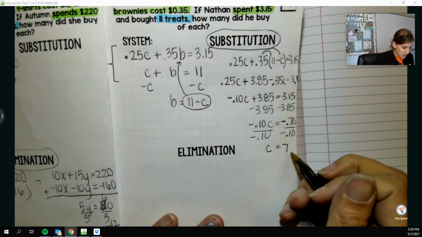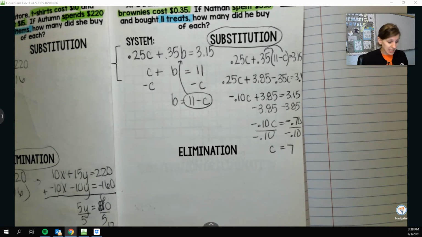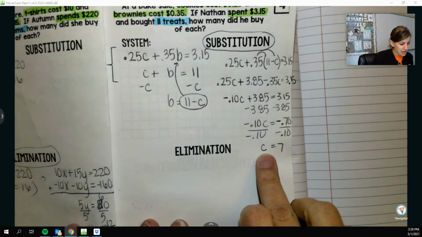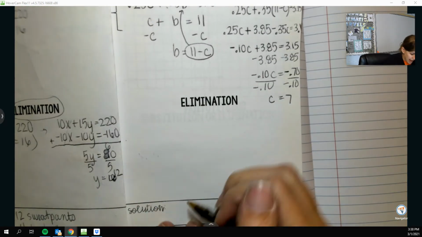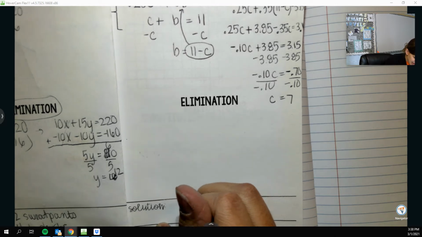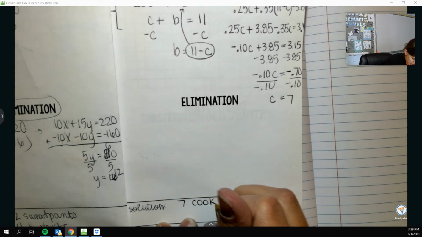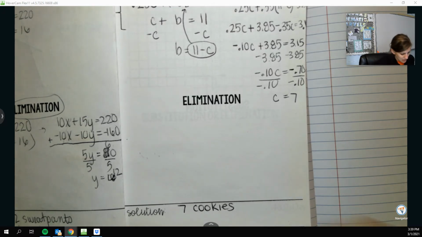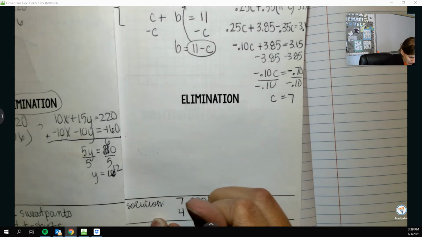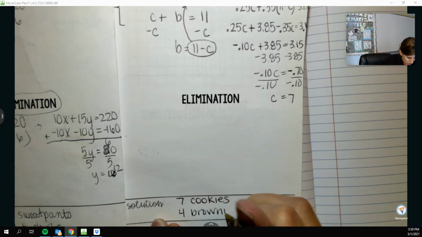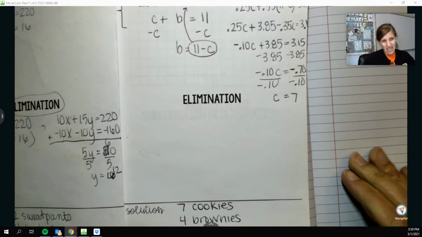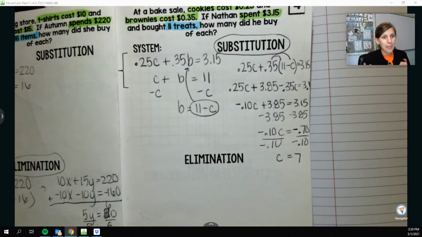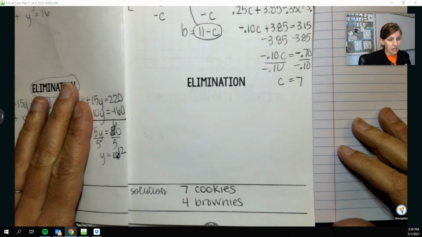That's what I did. So the reason I use different letters here is because now I know what this means. I don't have to remember what X and Y stand for. I remember that we're talking about cookies. So I had 7 cookies, and I bought a total of 11 treats. So that means I must have bought 4 brownies to have a total of 11. Really, what I'm doing there is in my head thinking 11 minus 7 is 4. But I feel like you really don't need to plug it in. You probably just know.